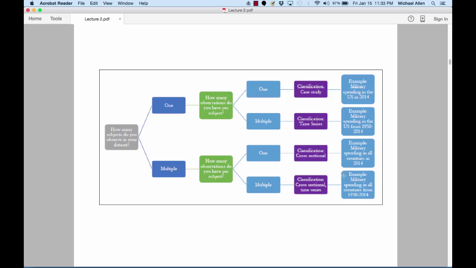If we focused on measuring military spending in all countries from 1950 to 2014, then we would have a cross-sectional time series data set because we would have multiple subjects, all the countries in the world, in multiple time periods, 1950 to 2014.